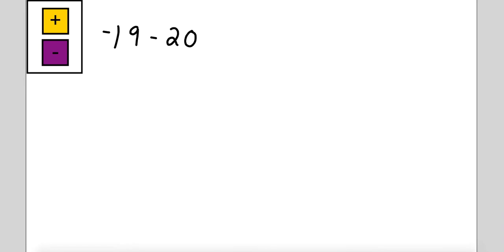Now, in our next example, I'll let you try this on your own. If you want, you can pause the video, and I'm going to give you about 10 seconds to try to solve this problem on your own. So we have negative 19 minus 20. We want to change that into an equivalent addition expression that will help us solve this a little bit easier. So again, I'm going to give you about 10 seconds to solve this on your own. If you would like, feel free to pause the video.